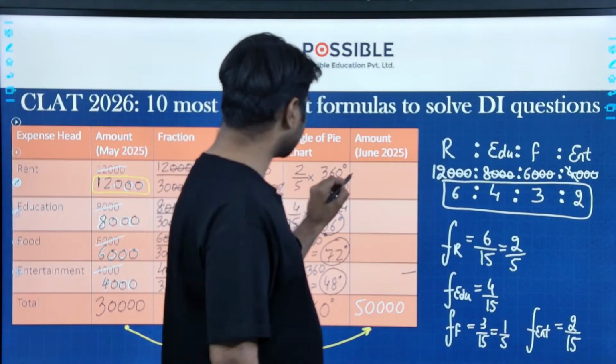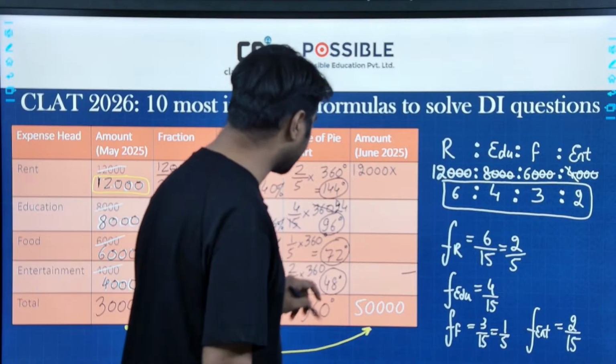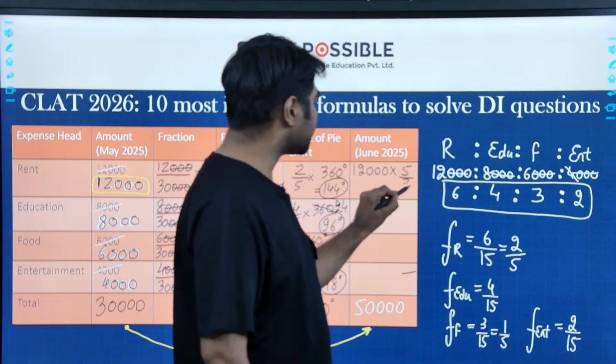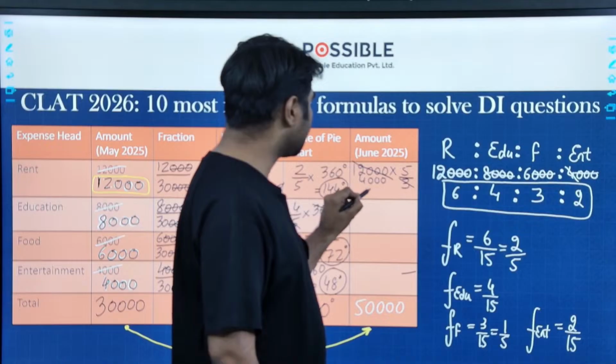So what was the initial rent? It was 12,000. Multiply this 12,000 with the multiplying factor, which is 5 upon 3, and you will be getting your answer. 3 ones are 3, 3 fours are 12, so it will be 20,000.